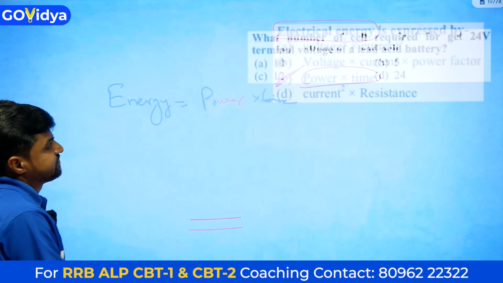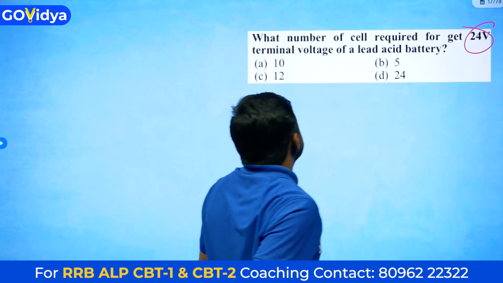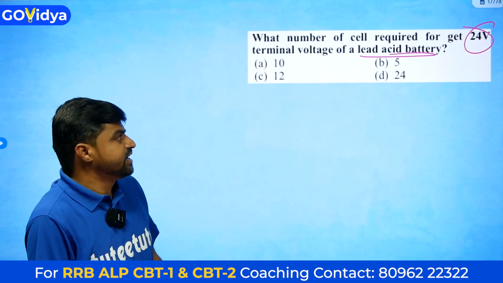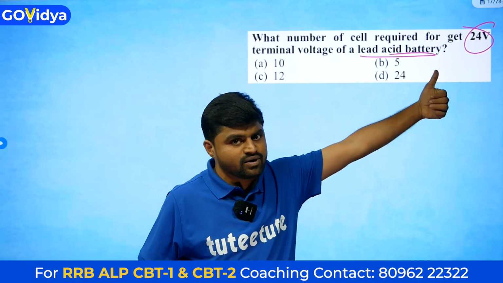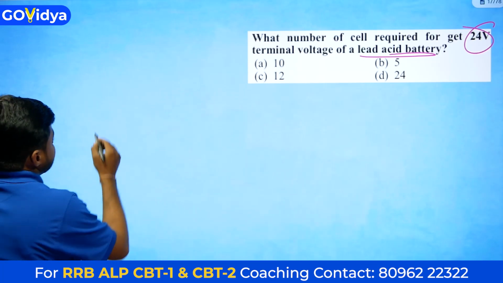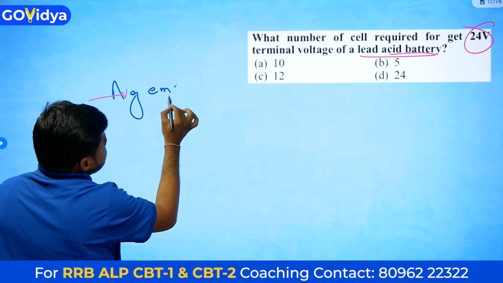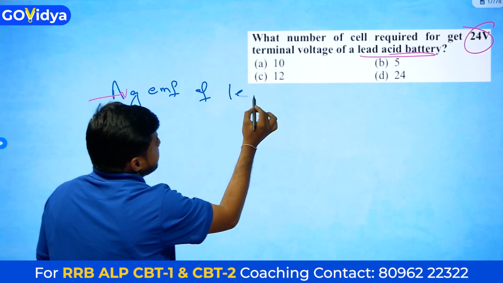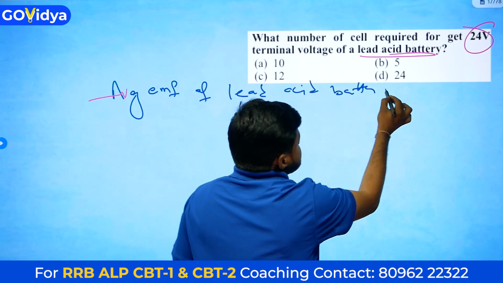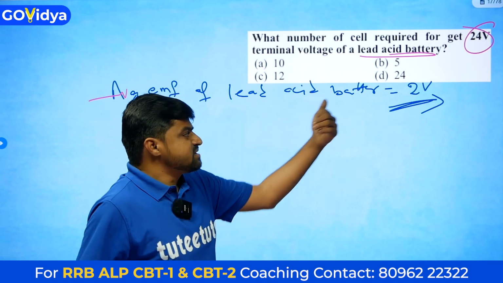Next question. The number of cells required to get 24 volts terminal voltage by using lead acid battery. If we use lead acid batteries to get a terminal voltage of 24 volts, how many cells do we have to use? The average EMF of a lead acid battery is equal to 2 volts. The average voltage of a lead acid battery is 2 volts.